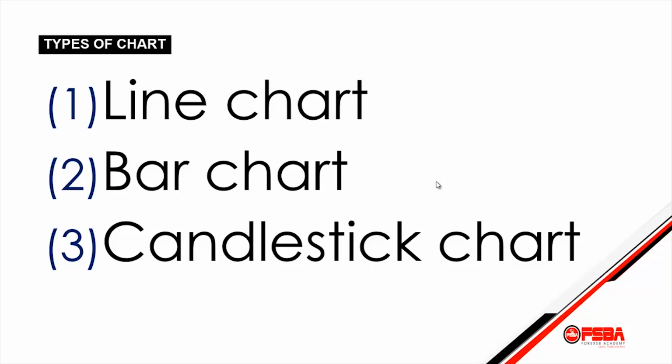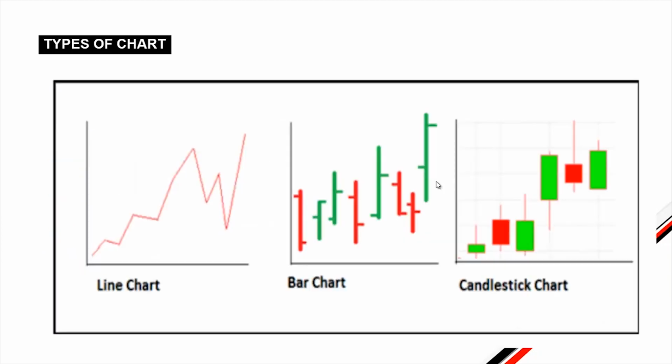We have three different types of charts. We have the line charts, the bar charts, and the candlestick charts. This is an example of the three types of charts we have. You can see the line chart is a line. This is the olden days chart. This is the kind of chart they used in the olden days.